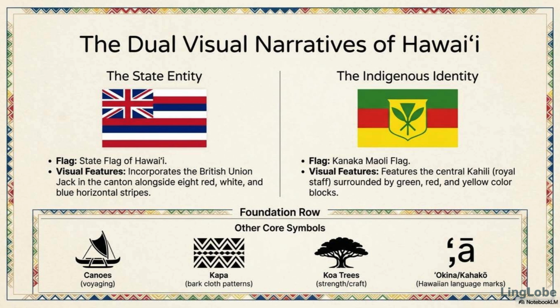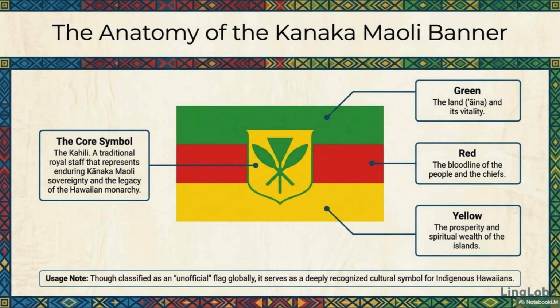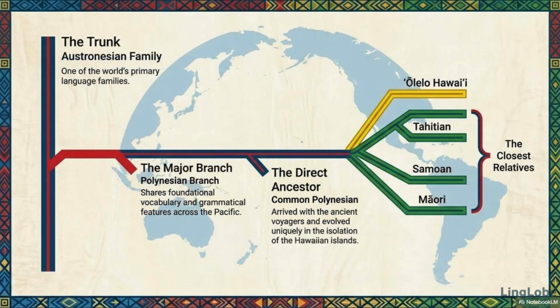Absolutely. And a big part of that restoration is visual. Like, if you look at the state flag, it actually has the British Union Jack on it. Oh, I have seen that. It is so different from the Kanaka Maoli Banner. Completely different. The Kanaka Maoli Banner is all about indigenous identity. Right. It is very simple but powerful. Green for the land, red for the bloodline, and yellow for prosperity. Plus that kāhili, the royal staff, right in the center.